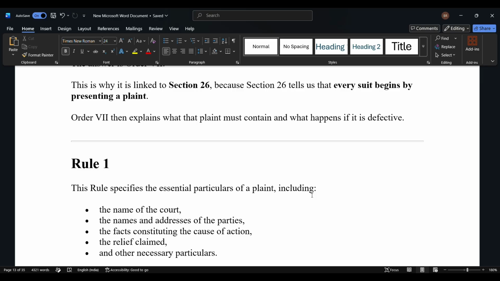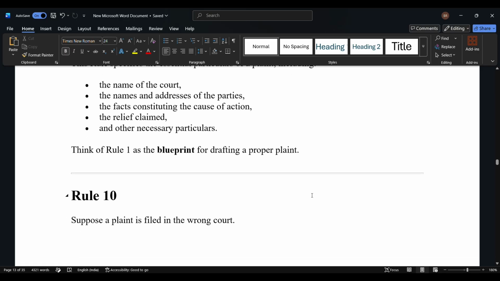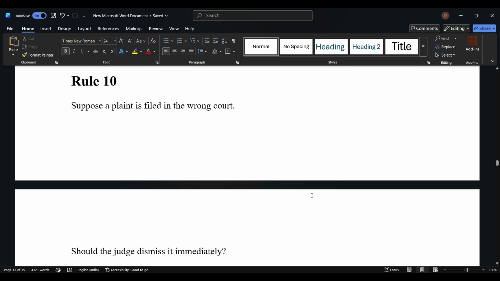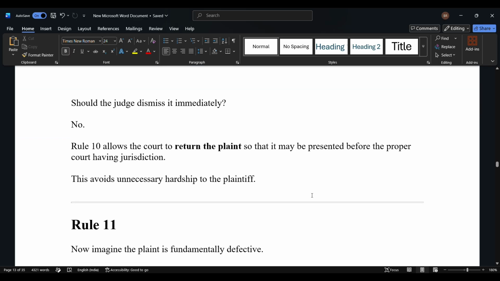Rule 1. This rule specifies the essential particulars of a plaint, including the name of the court, the names and addresses of the parties, the facts constituting the cause of action, the relief claimed, and other necessary particulars. Think of Rule 1 as the blueprint for drafting a proper plaint. Rule 10. Suppose a plaint is filed in the wrong court. Should the judge dismiss it immediately? No. Rule 10 allows the court to return the plaint so that it may be presented before the proper court having jurisdiction. This avoids unnecessary hardship to the plaintiff.